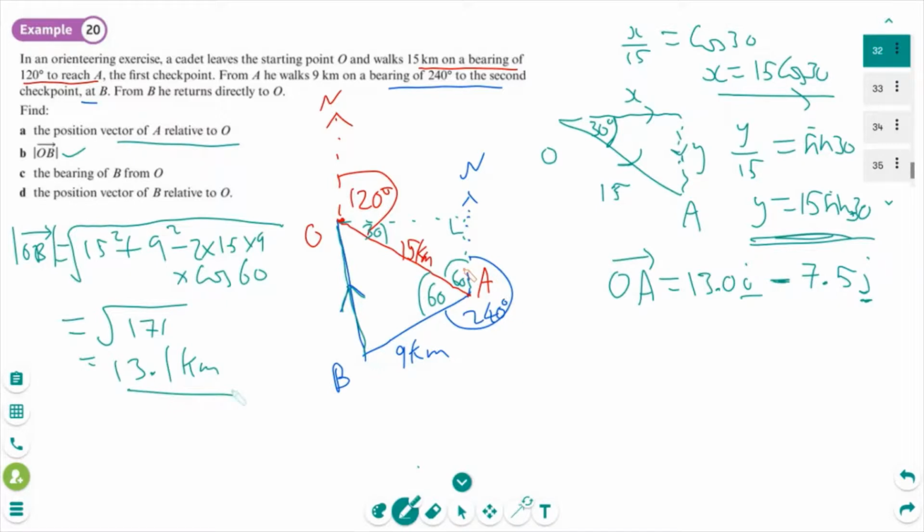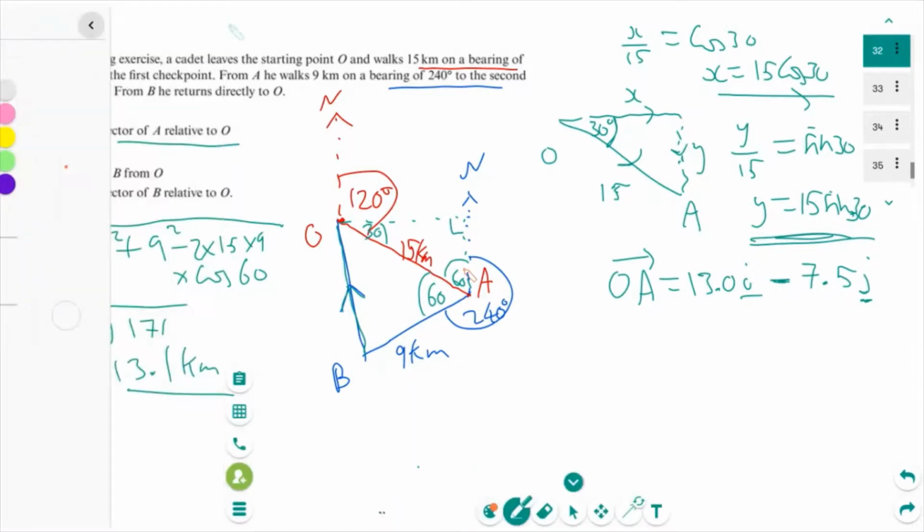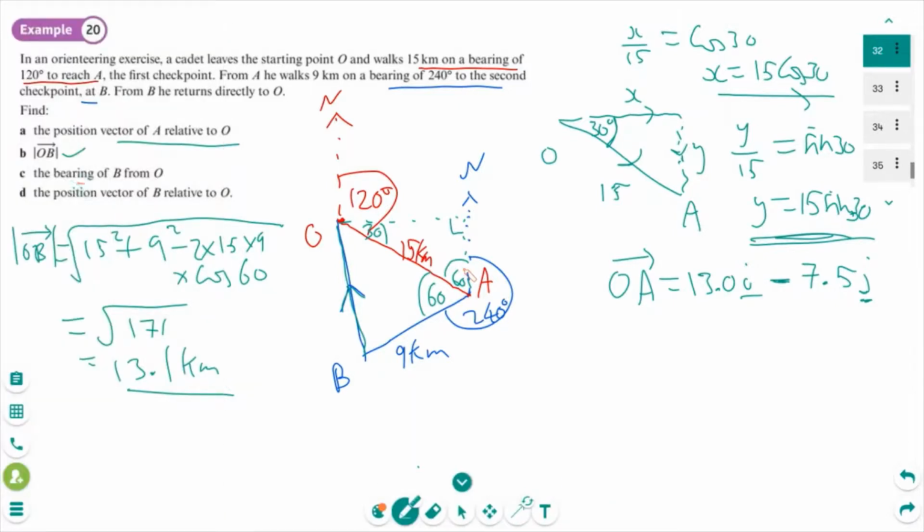Any questions on that cosine rule? Okay, part C, the bearing of B from O. We're looking at O, so we want the angle from the north. That's the angle we want.